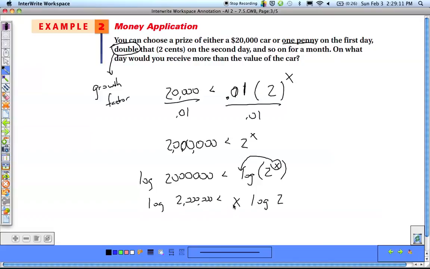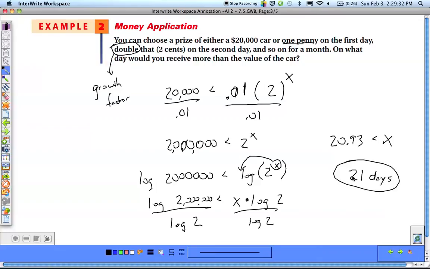Now we just have to get the x by itself. Well, the x right now is being multiplied by the log of 2, so we can just divide by the log of 2. And the log of 2 million divided by the log of 2 is approximately 20.93. That's going to be less than x, as in it's going to take x basically 21 days to double that 1 cent to end up being worth more than $20,000.